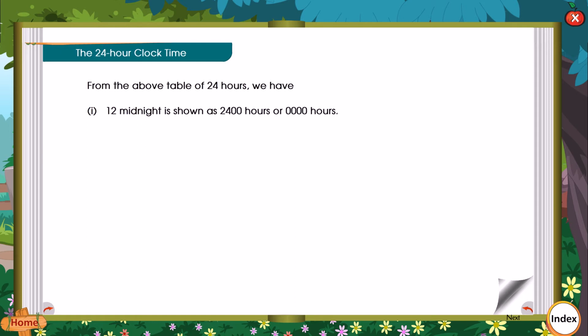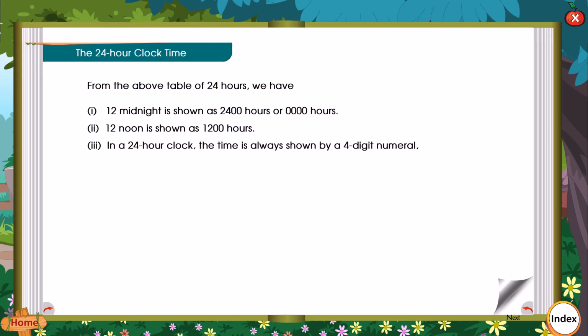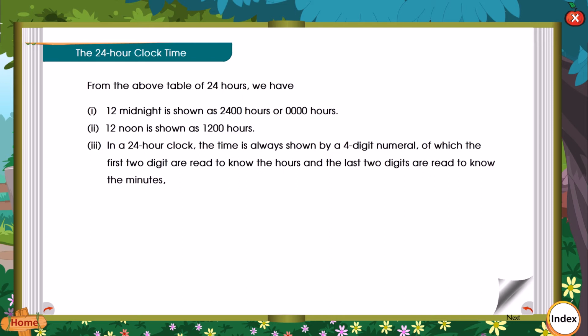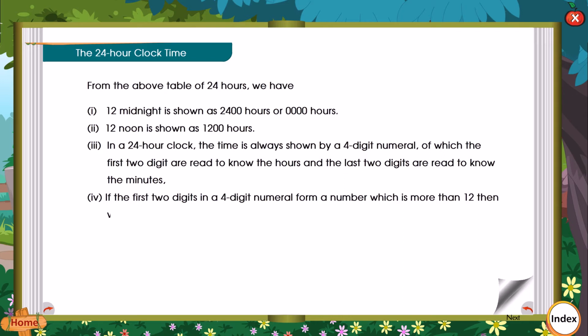From the above table of 24 hours, we have: 1. 12 midnight is shown as 24 hours or 0 hours. 2. 12 noon is shown as 12 hours. 3. In a 24-hour clock, the time is always shown by a 4-digit numeral, of which the first 2 digits are read to know the hours and the last 2 digits are read to know the minutes. 4. If the first 2 digits in a 4-digit numeral form a number which is more than 12, then we subtract 12 from that number to know the exact number of hours.